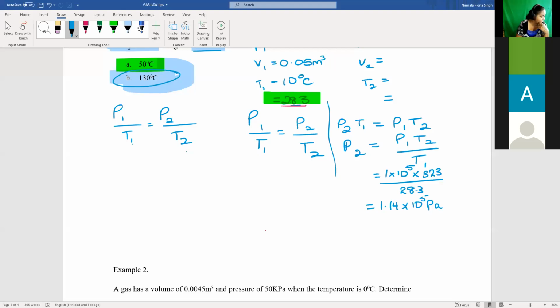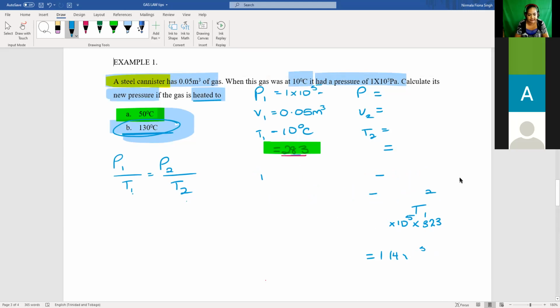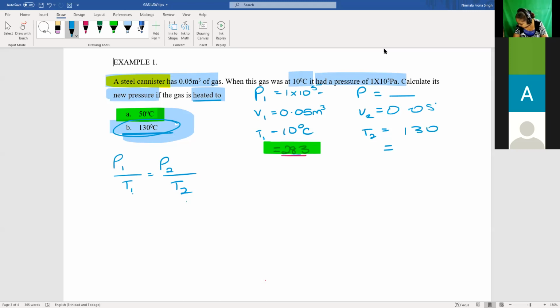So let's try the solution for this. Suppose my new temperature is 130 degrees. Let's clear up our board, erase our board, start up nice and neat. They want to work out the new pressure given the volume is constant and the new temperature is 130 degrees, or 403 Kelvin. So you're going to put these values into our equation. Let's work and see.